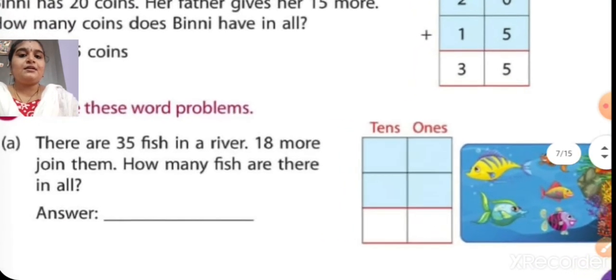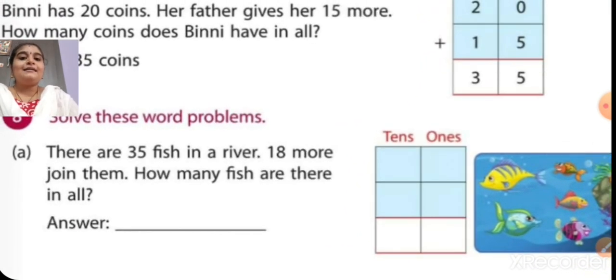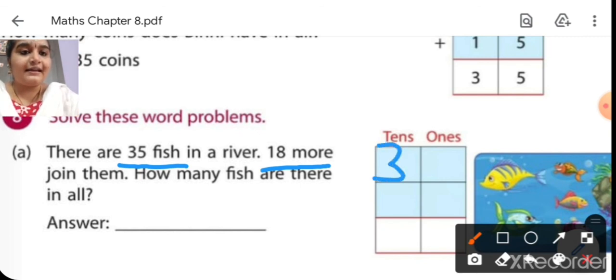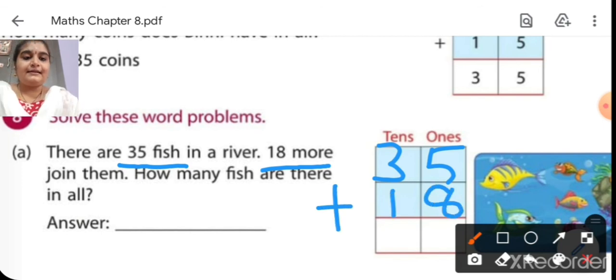Okay. Yes. First question. There are 35 fish in a river. 18 more have joined them. How many fishes are there in all? So they are telling us to add. So write 35 plus 18. 35 plus 18. Yes? So you are going to add. Okay? Add and write the answer.